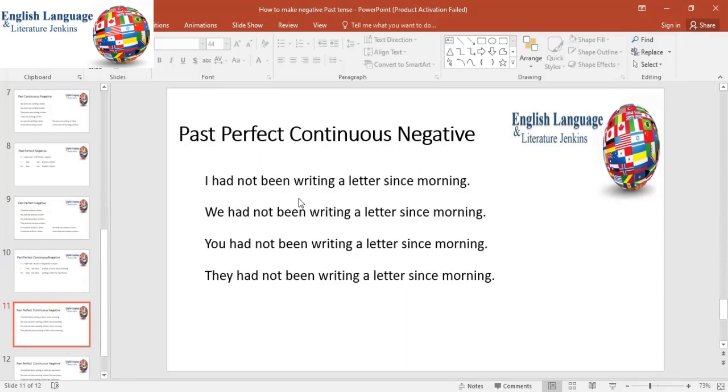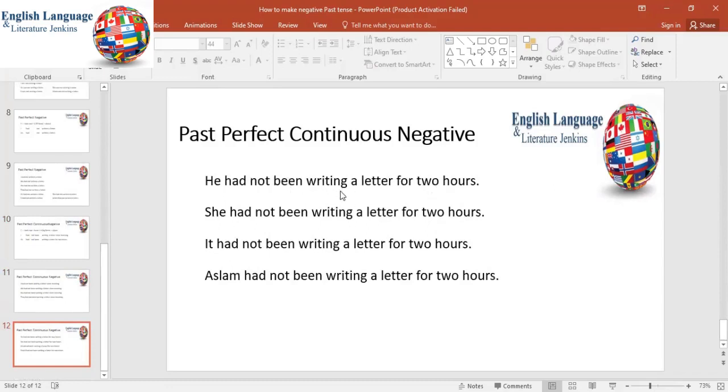I had not been writing a letter since morning. We had not been writing a letter since morning. You had not been writing a letter since morning. They had not been writing a letter since morning. These are the examples of had not been and since.